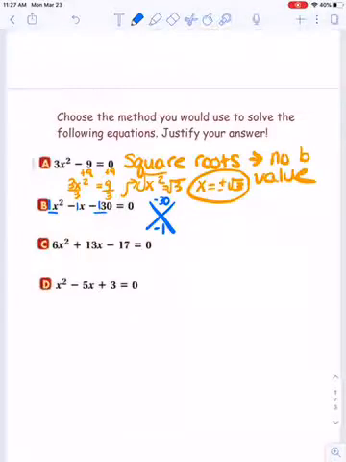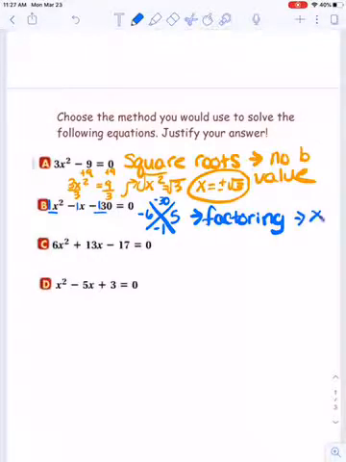So I have to think of two numbers that multiply to negative 30 but add up to negative 1. Those two numbers are negative 6 and 5. So since the x works, that means I can go ahead and solve this quadratic using factoring. So that's the method I would use. Again, you could also use the quadratic formula if you wanted to. That would work as well, but since factoring works, that's the one I would generally lean towards.